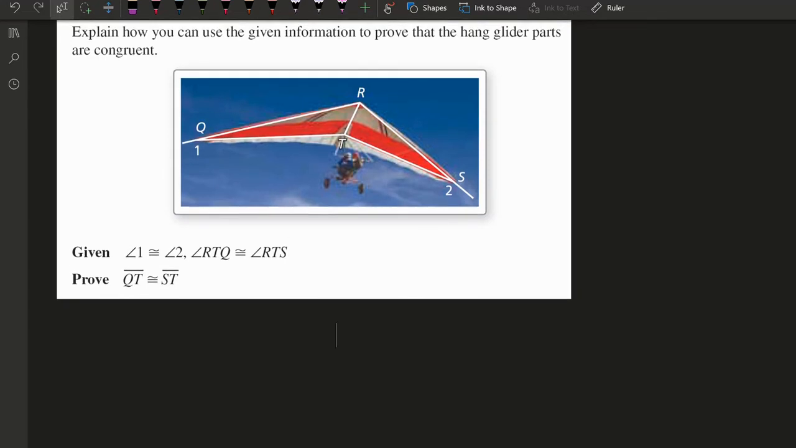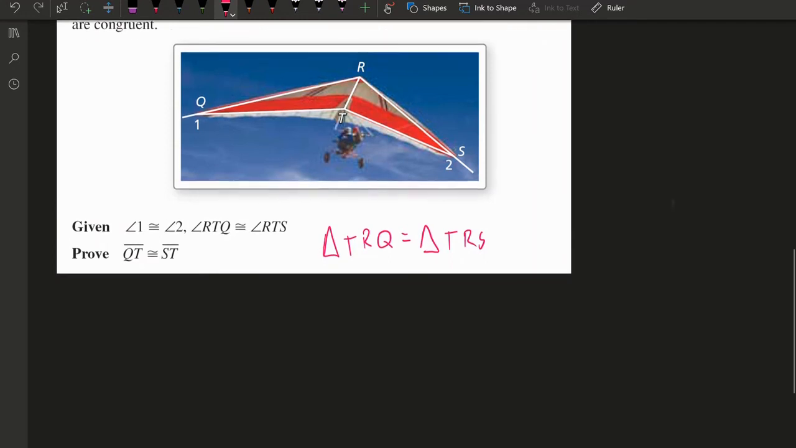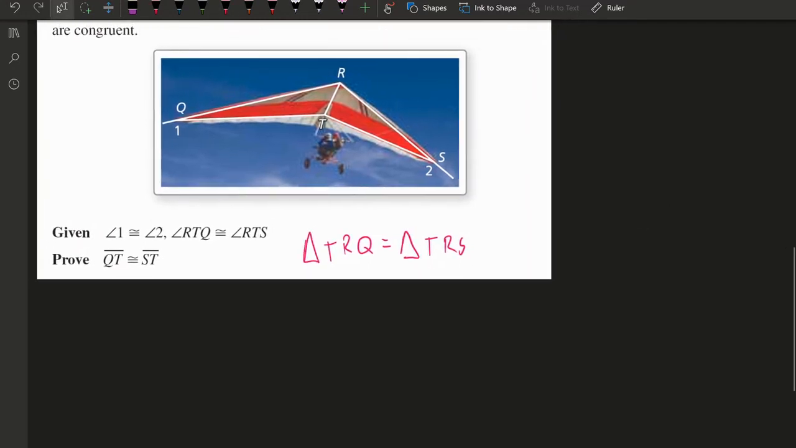So, if we had done this problem last week, instead of proving that those two sides are congruent, we'd be proving that triangle TRQ is congruent to triangle TRS. So the strategy here is to prove that the two triangles are congruent, and then once the triangles are congruent, their parts have to be congruent. So let's go ahead and do that.